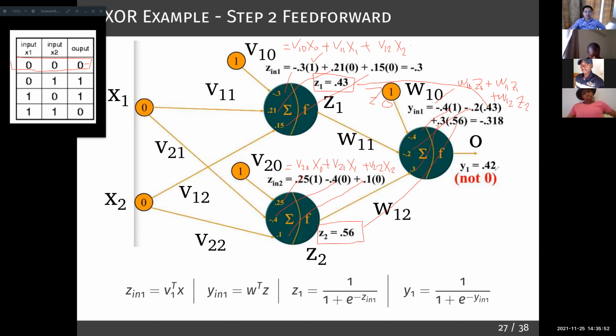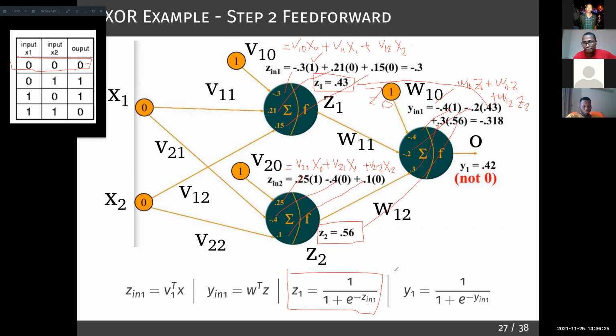Any questions on the feed forward? Yes, I have a question. I see that there's Zin1 and there's Z1, and Zin1 is negative 0.3 and Z1 is 0.43. I don't understand where we get Z1 equals 0.43. It's here, down here below. It's just a simplification. This is the output, so what we did was compute first this part, the exponent part.